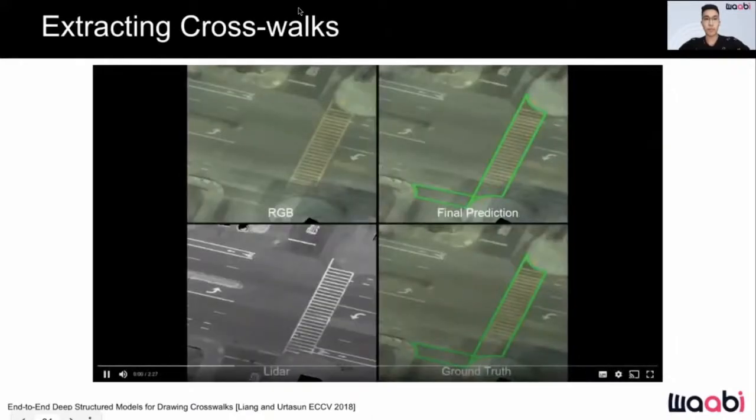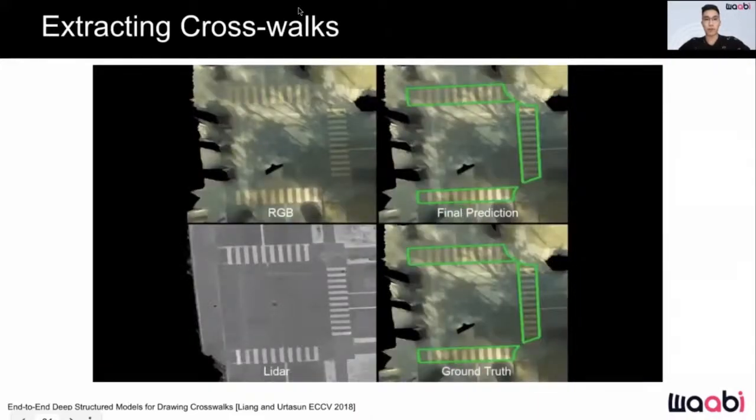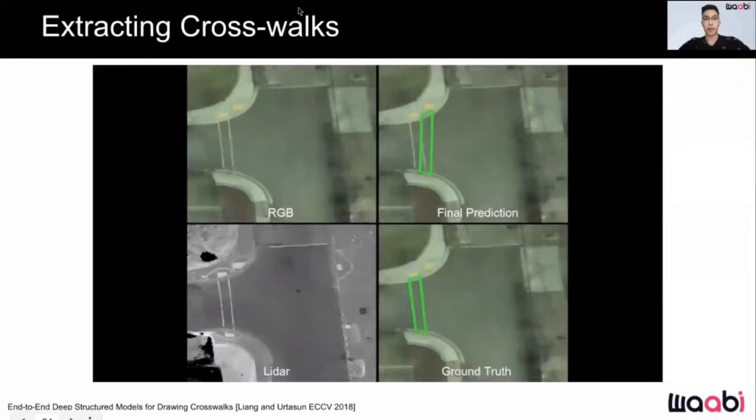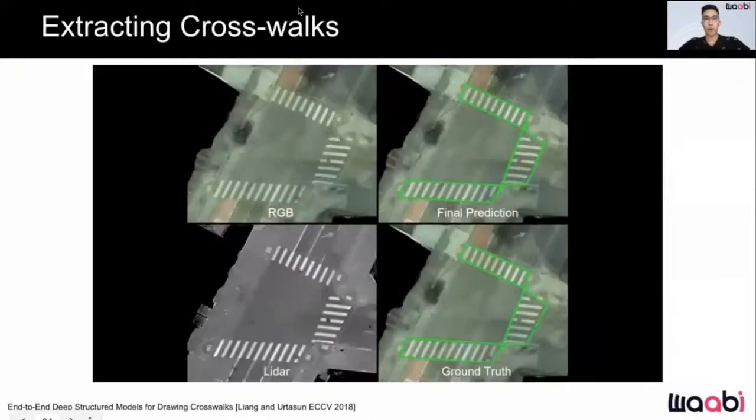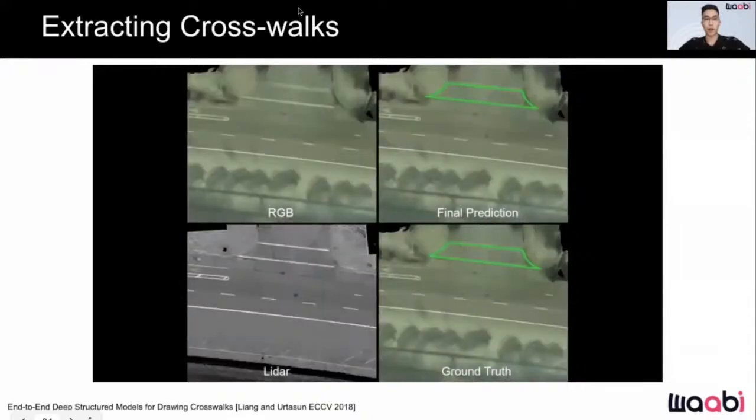In this video, we showcase our model results in the top right, compared to the ground truth in the bottom right. We see that our model draws very accurate crosswalks when compared to the ground truth.